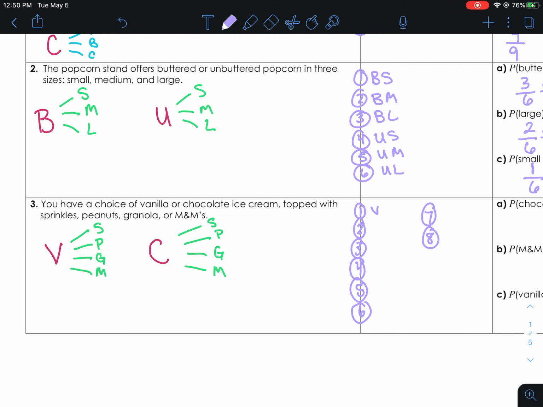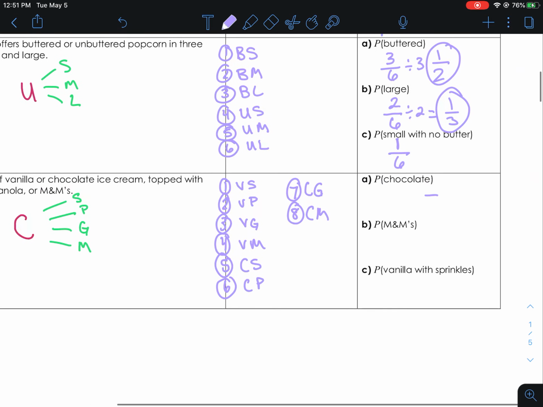Alright, so I have vanilla with sprinkles, vanilla with peanuts, vanilla with granola, and vanilla with M&Ms. I have chocolate with sprinkles, chocolate with peanuts, chocolate with granola. Whoops, did that one wrong. There we go. Chocolate with granola and chocolate with M&Ms. So I have 8 choices.